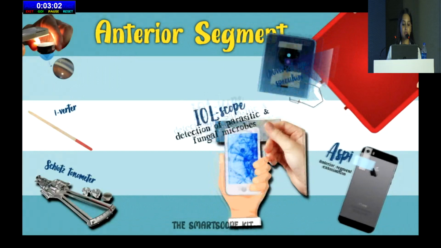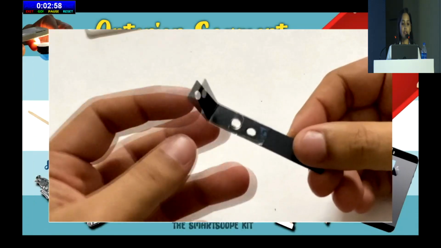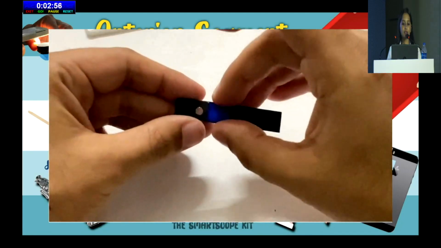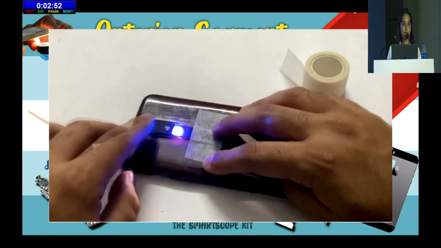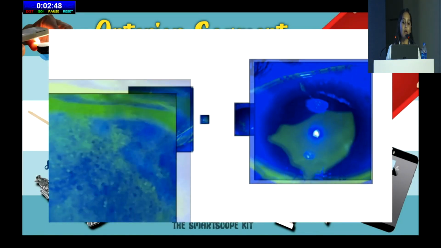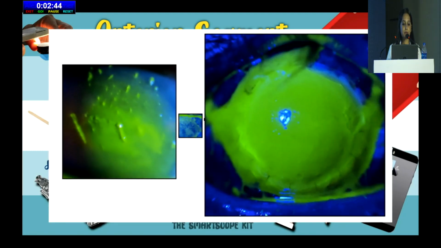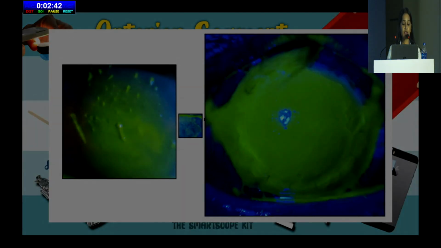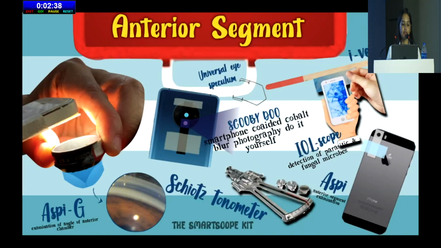And the next was the Scooby, which was a smartphone co-aided cobalt blue photography, wherein with the intraocular lens, we also added a cobalt blue filter. So this was mainly for the corneal pathologies, wherein we saw many epithelial defects, we saw PEEs, we even saw filamentary keratitis, dendritic ulcer. So these comprised all the instruments for the anterior segment examination of the patient.